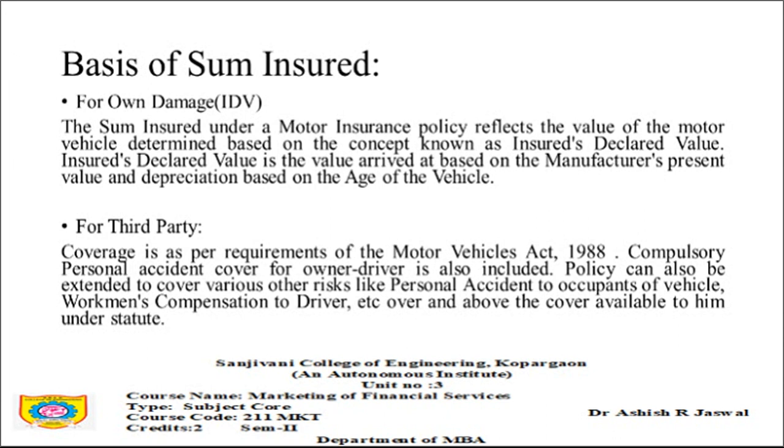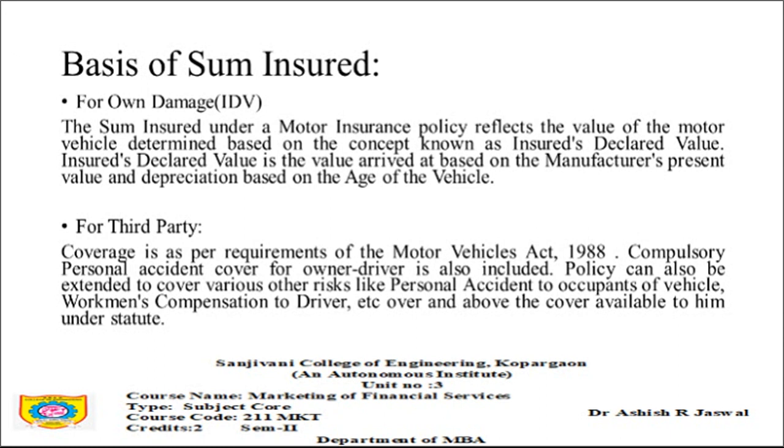This is the value which is arrived at based on the manufacturer's present value and depreciation based on age of the vehicle. Means the sum assured for own damage, if it is done on the basis of IDV, will have two important points. One, manufacturer's present value, and second, depreciation, which is based on the age of the vehicle.